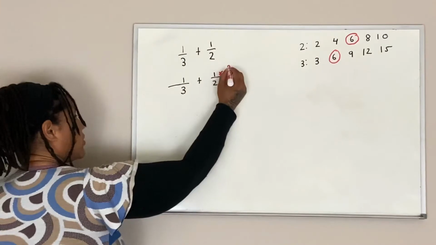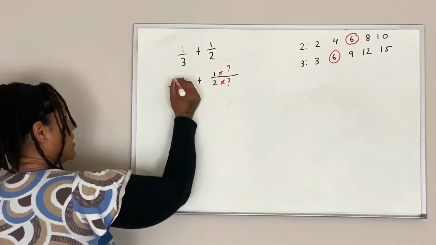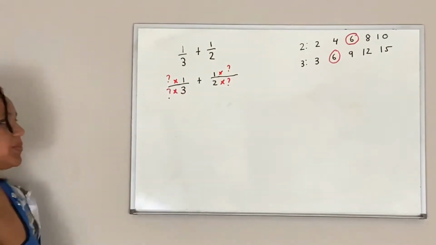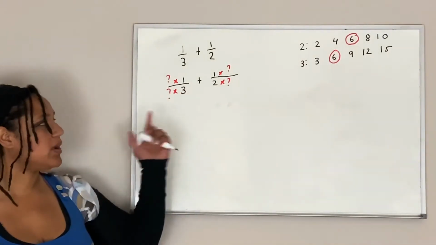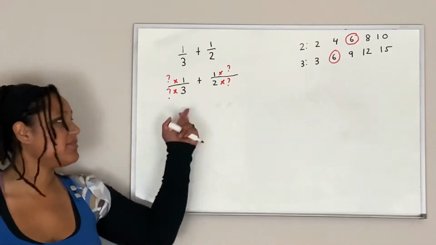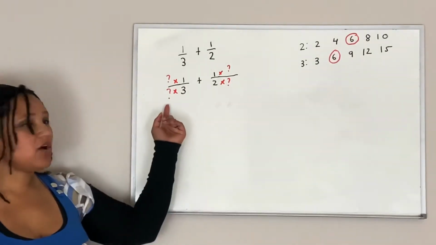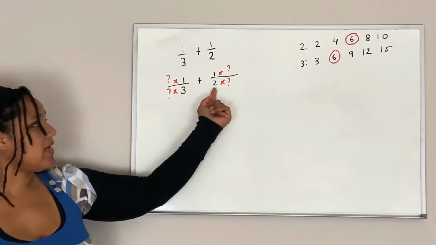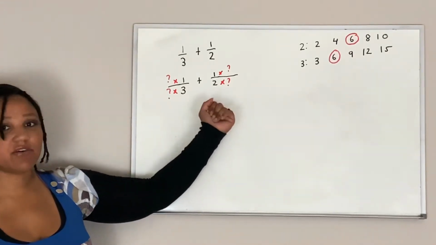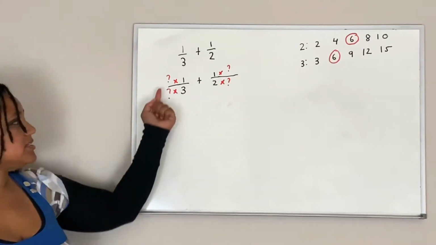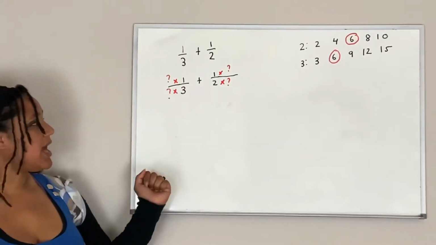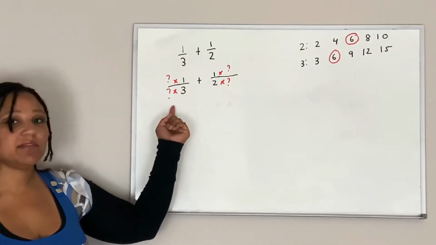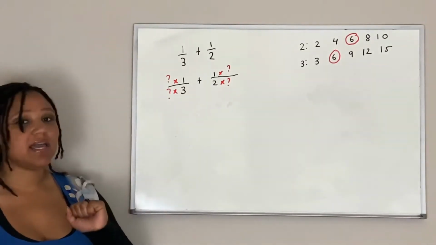So I'm going to put a question mark here and a question mark here, because we want to ask ourselves, what can I multiply the top and the bottom by to give us a denominator of 6? Well, we know that 2 times 3 is 6, right? And we also know that 3 times 2 is 6 over here. So what do I need to multiply the top and the bottom by to give me a common denominator of 6? I want to multiply the top and the bottom of this fraction by the number 2.